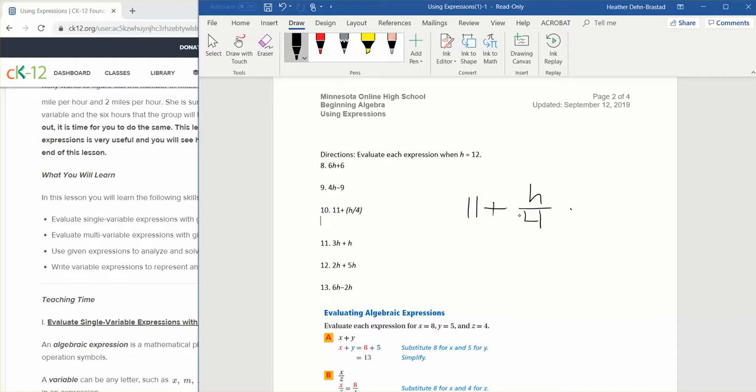And if you want to put these on your own paper, you can, and then just take a picture of your work and submit that.